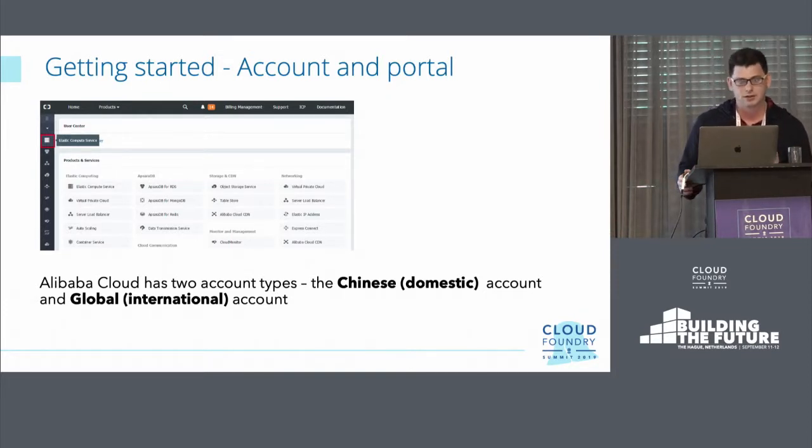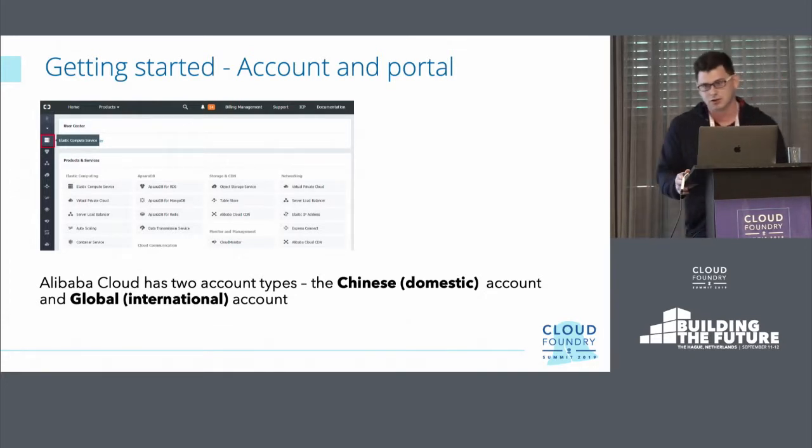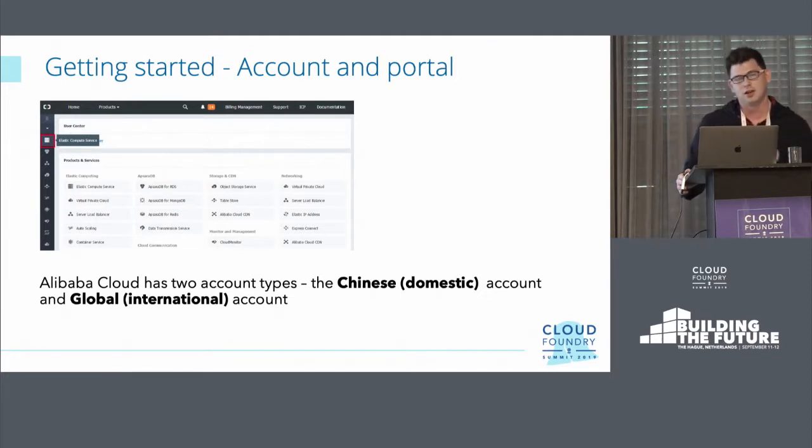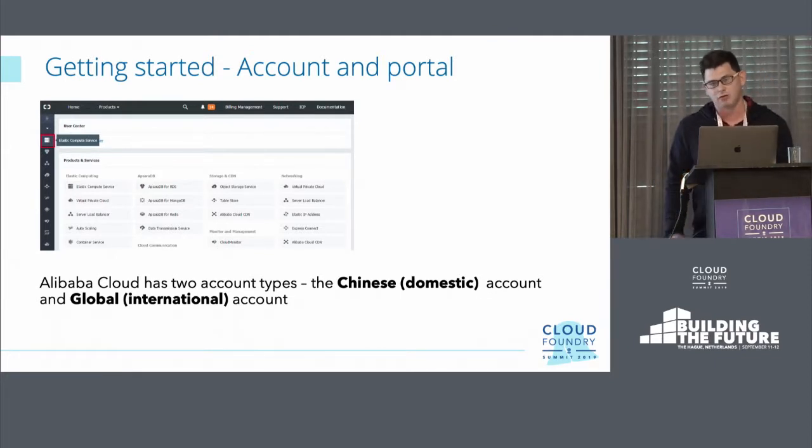International account and domestic account offer the same features more or less. So from the SAP Cloud Platform core features, we had everything that's needed also available in the international account, and also the same features in the domestic. The domestic has an advantage of releases. So Alibaba Cloud strategy is that they do domestic first. Both portals are translated to English.